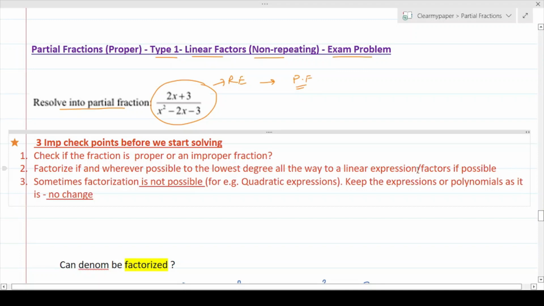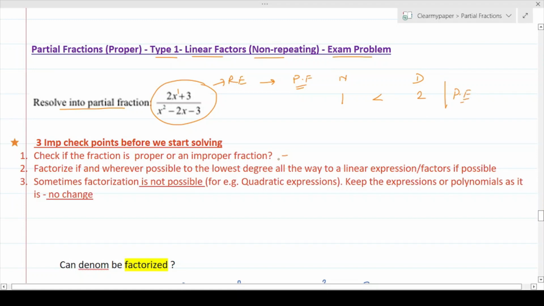The first checkpoint is to check if the given fraction is a proper fraction or an improper fraction. Since we are dealing with only proper fractions for now, for type 1, type 2 and type 3, we know that it's a proper fraction, but we can always check the degree. The degree in the numerator is 1, x to the power 1, and the denominator is a quadratic, so the highest degree is 2. Since 1 is less than 2, this is a proper fraction. We already know that. This first checkpoint is done.